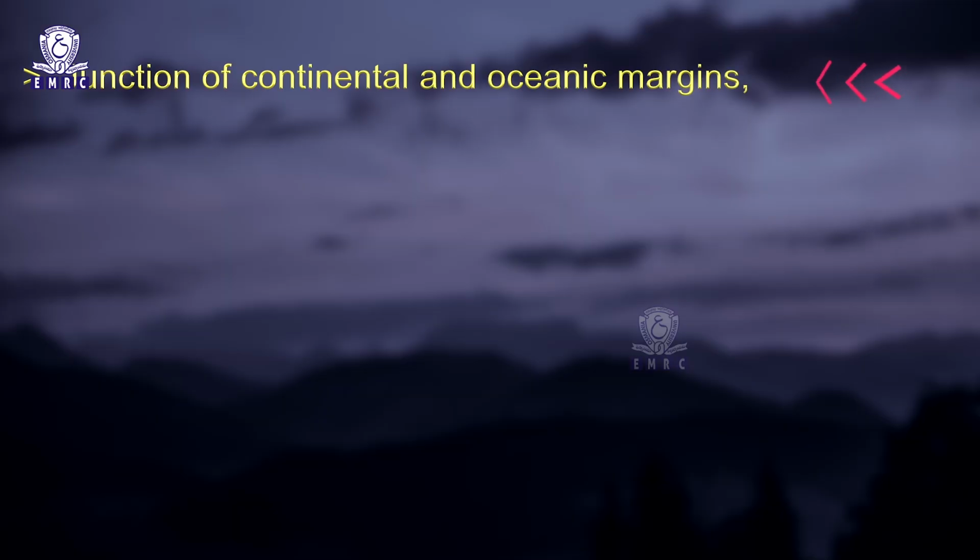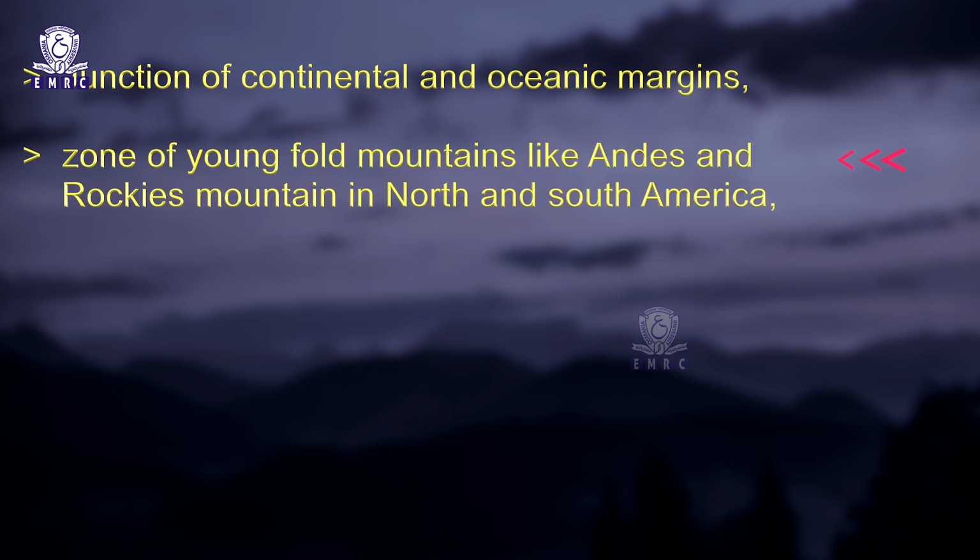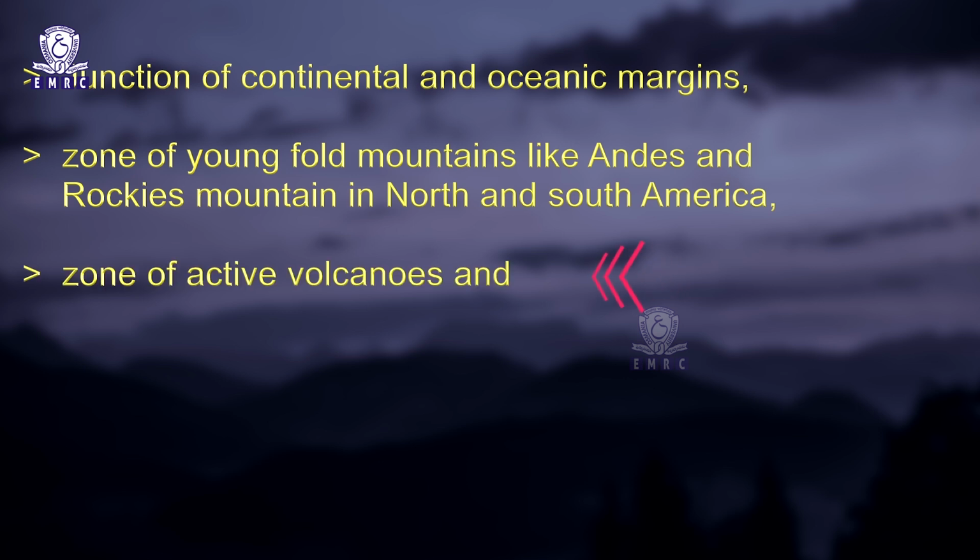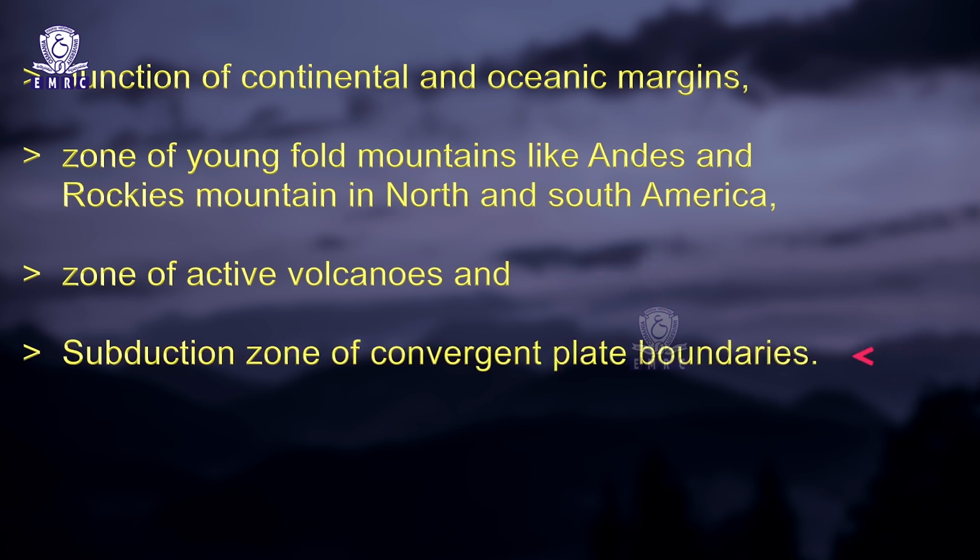The belt presents 4 ideal conditions for the occurrence of earthquakes, such as the junction of continental and oceanic margins, zone of young fold mountains like the Andes and Rocky Mountains in South and North America, zone of active volcanoes, and subduction zone of convergent plate boundaries. The Circum-Pacific Belt completely encircles the Pacific Ocean. This belt accounts for 65% of the total earthquakes of the world.